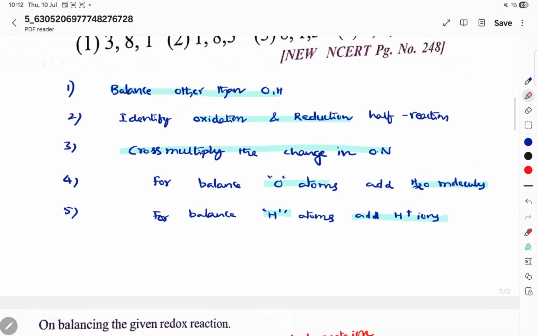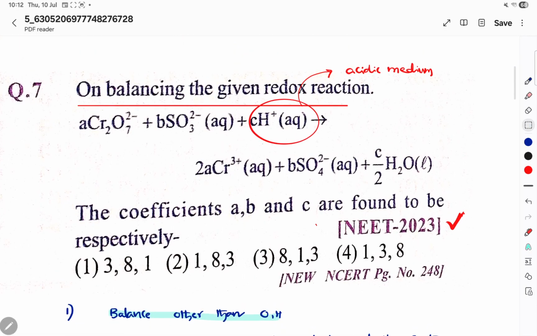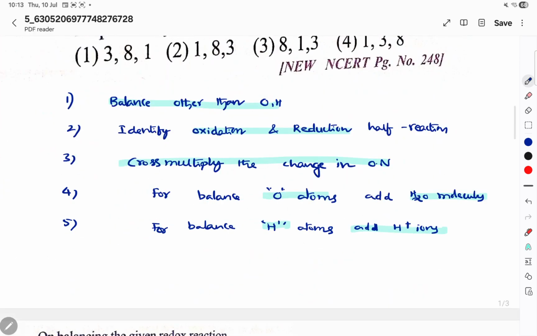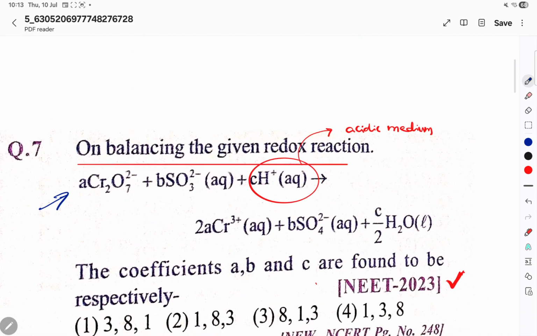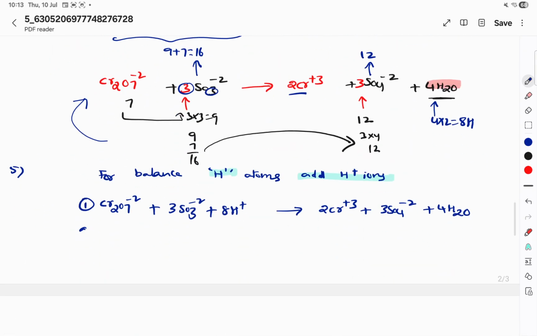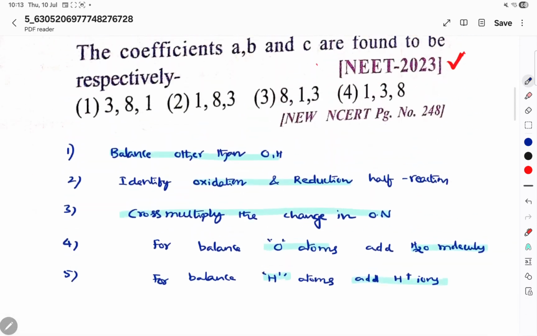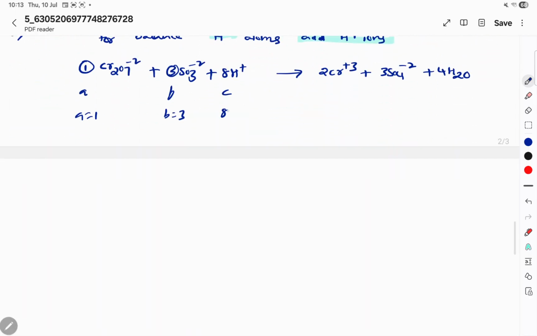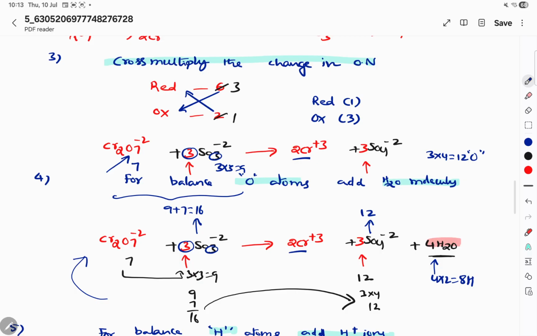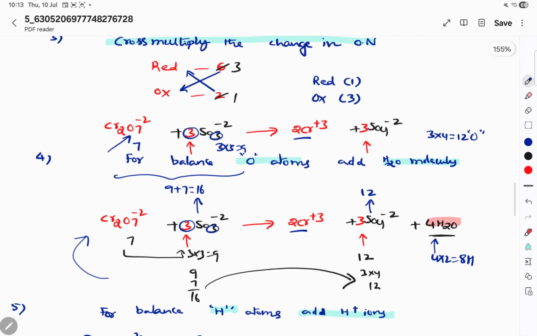Now you can compare with the given equation. What are A, B, C? So this is our equation. Now you can see the options. A, what is the value of A? Before dichromate ion, which value do you have? 1. And sulfite ion is 3, that is B. This is A, this is B. A is equal to 1, B is equal to 3. Now C means H plus ions, how much? That is equal to 8. C is equal to 8. So this is balancing a redox reaction in acidic media, students.